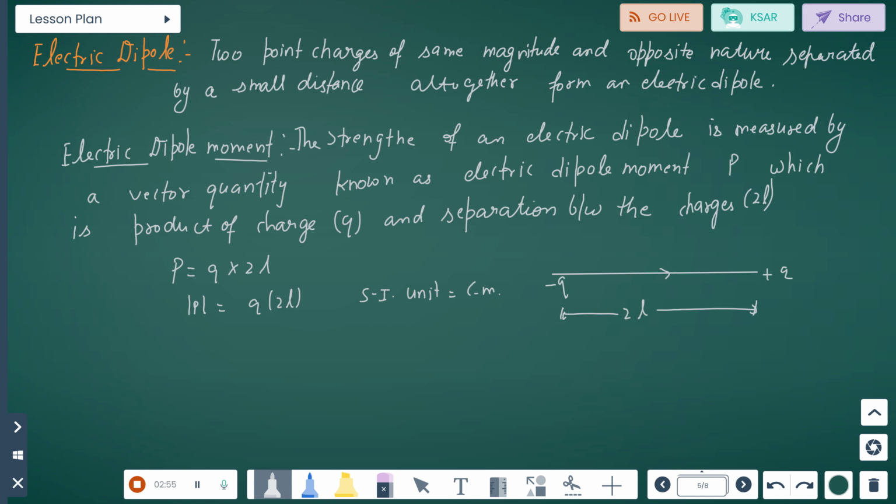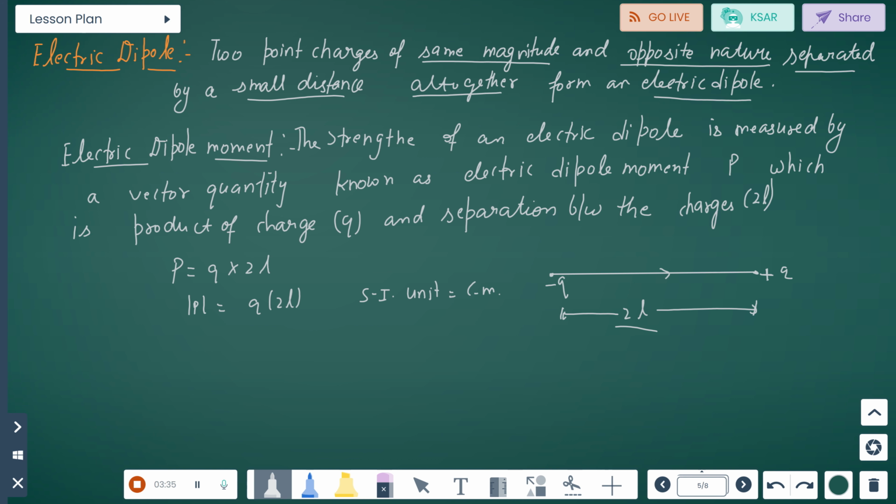An electric dipole is two point charges of the same magnitude but opposite nature, separated by a small distance. Like we have negative q and positive q, of opposite nature. Opposite nature means the first is, let's say, minus q, and the second is different from it. Like first we have negative q, then positive q, separated by a small distance 2l. Together they form an electric dipole.